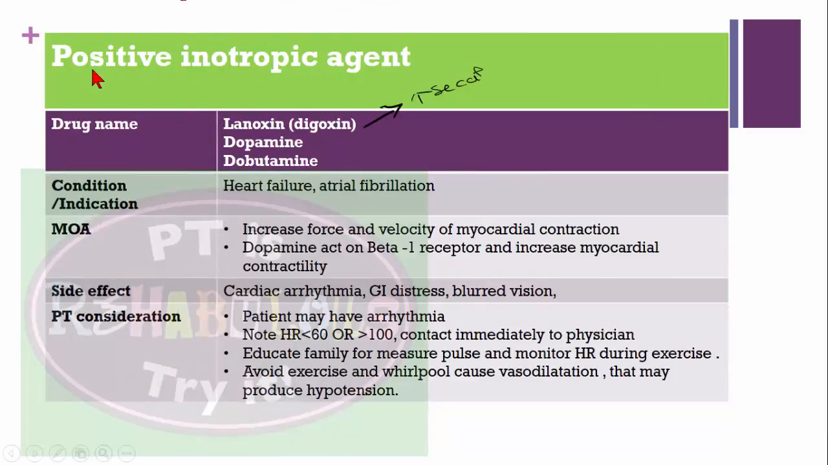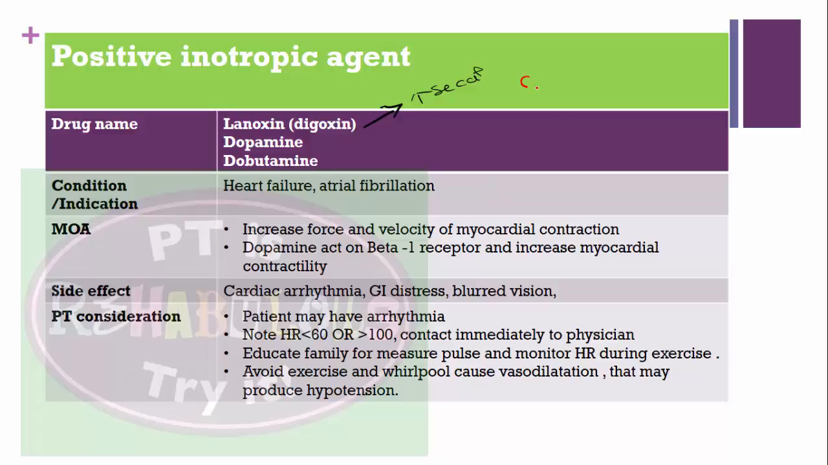Now we are going to talk about positive inotropic agents. Positive inotropic means drugs which increase the contractility of your heart. The drug names are Lanoxin, known as digoxin, dopamine and dobutamine. Mainly these are used for heart failure and atrial fibrillation. The main mechanism of action is to increase the force and velocity of myocardial contraction.